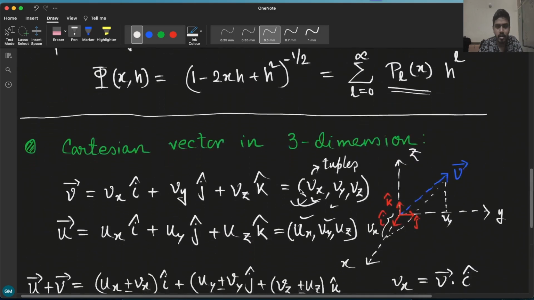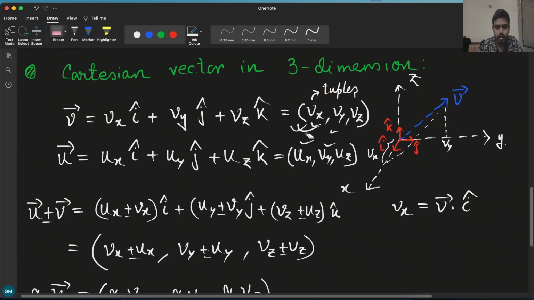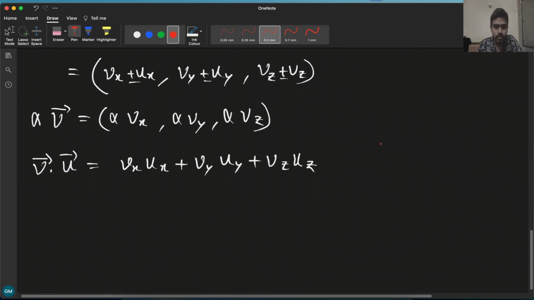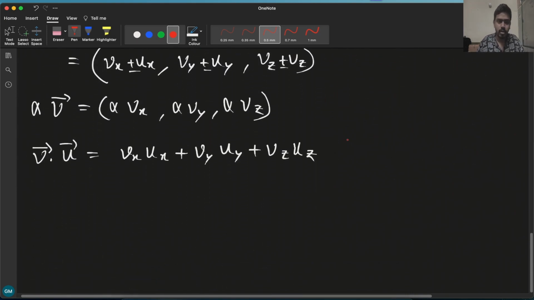So it's like multiplying the first component of v, that is vx, with the first component of u, and then adding it with the multiplication of the second component of v times the second component of u, and so on. Okay, and this is how the dot product is defined.